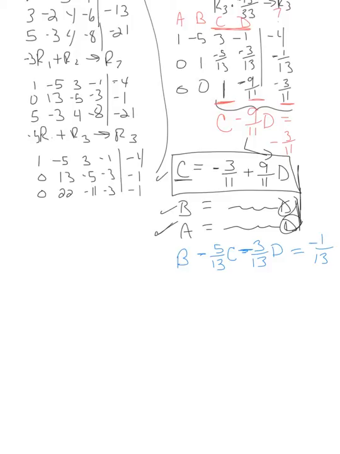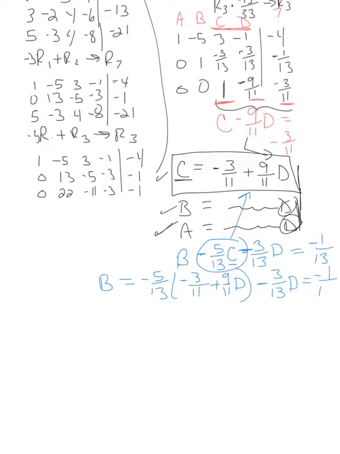Okay, well, I know what C is. I have it up here, so I'm going to substitute that one in there. So I have B equals negative 5/13 times C, which is negative 3/11 plus 9/11 D. That's this part. Minus 3/13 D equals negative 1/13. Okay, let's go ahead and multiply this in and see what we have.